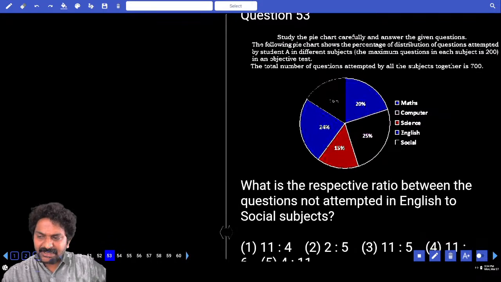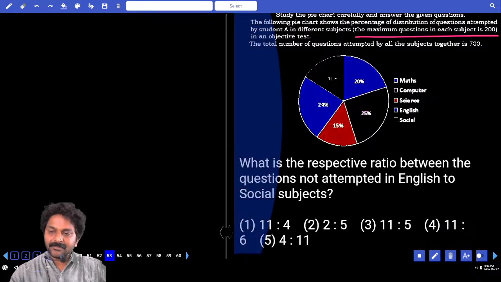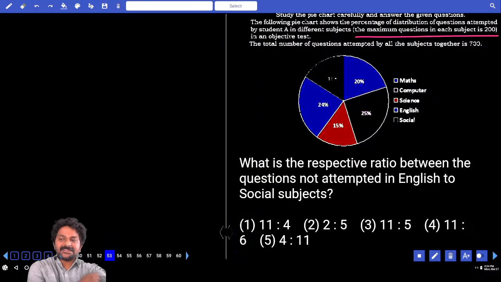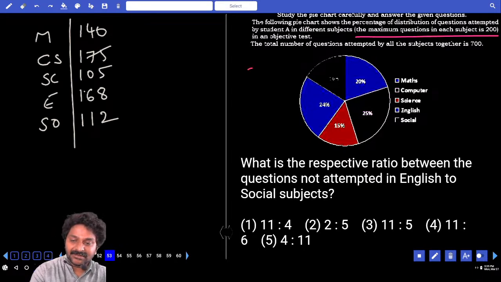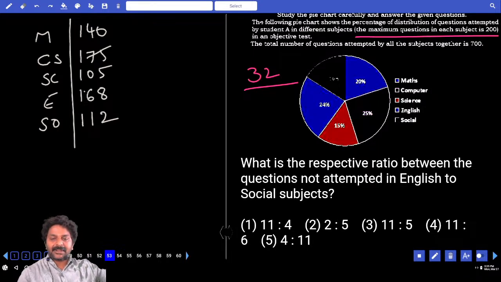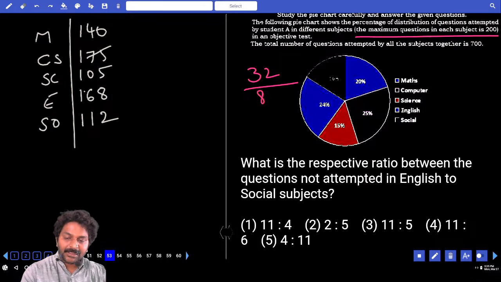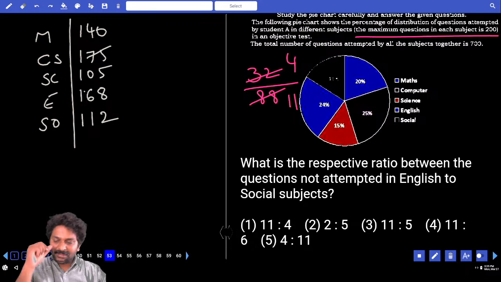Maximum questions in each subject is 200. Yes, idi miss ayindi. Ikkada undi. Maximum number of questions in each subject is 200. So in English, how many were attempted? 168. Then not attempted is 32. And in social, 112 were attempted. Then not attempted 88. Cancellation 4 times and then 11 times. 4:11, fifth option.